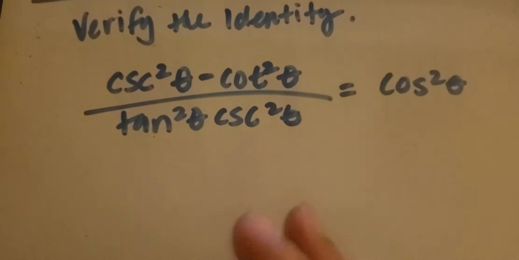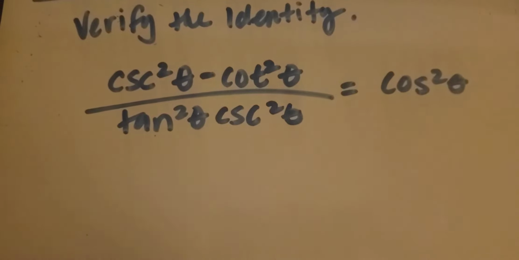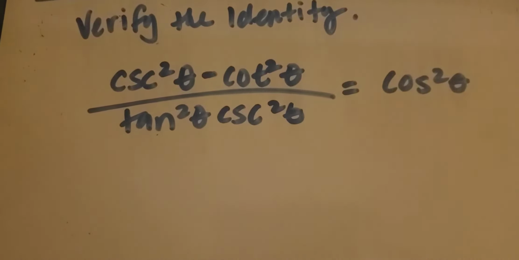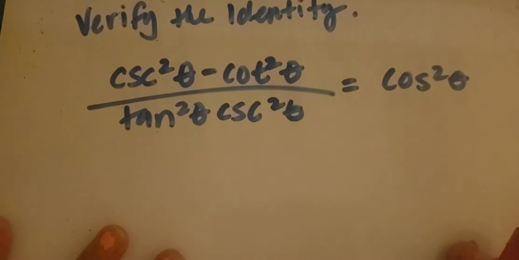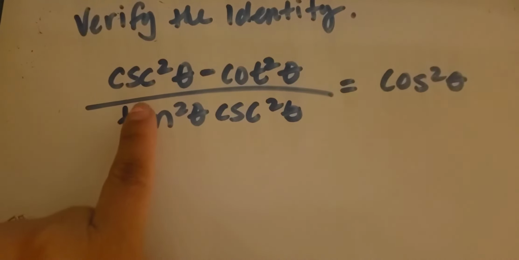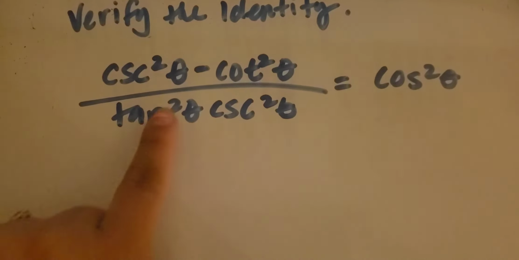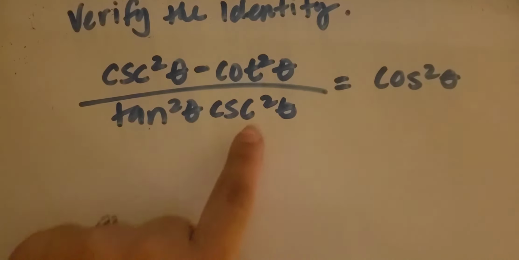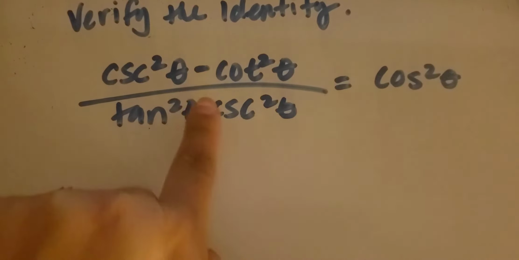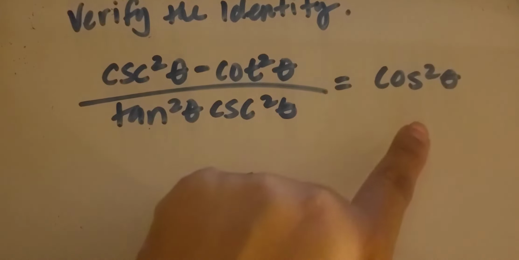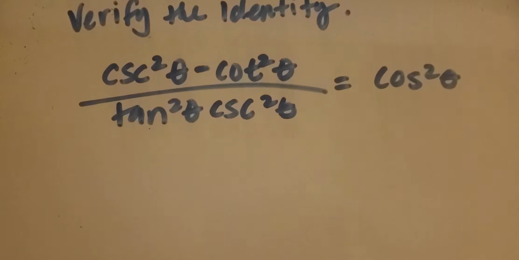And just so you know, there is more than one way to get the same answer, okay? So you could choose different methods, or you can go about it different ways, okay? So there's not just one way. Okay, so let's get started. So here we have cosecant squared theta minus cotangent squared theta over tangent squared theta times cosecant squared theta. And we have to make this equal cosecant squared theta, okay?